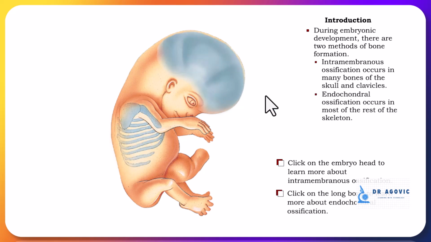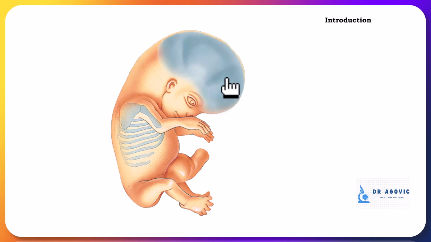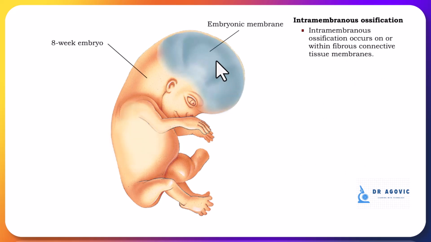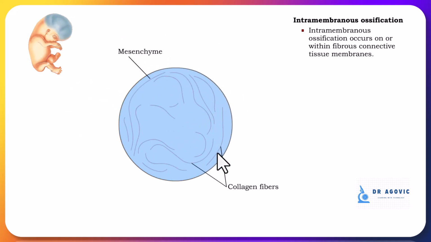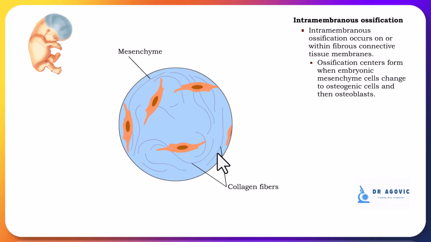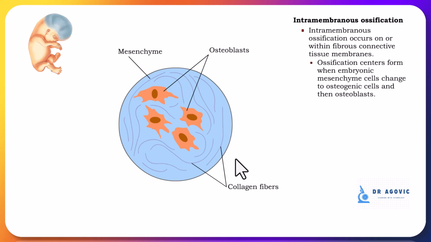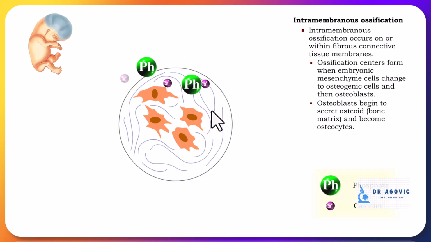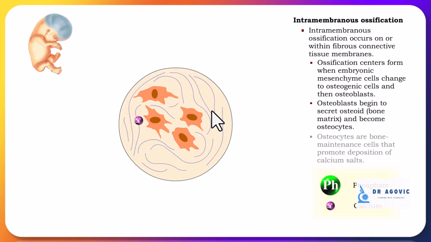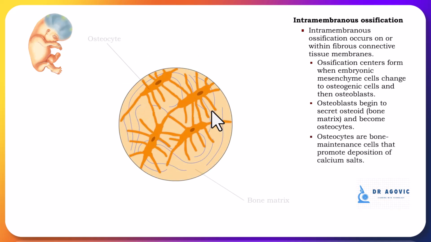Let us begin with the intramembranous ossification. During intramembranous ossification, bone is generated on or within fibrous connective tissue membranes. As the process begins, mesenchymal cells differentiate into osteoblasts in regions called ossification centers. The osteoblasts secrete osteoid, or uncalcified bone matrix. Over a few days, osteoblasts become osteocytes, and calcium and other mineral salts are laid down, hardening the matrix.